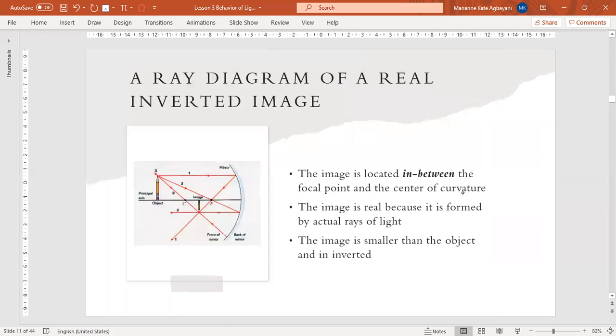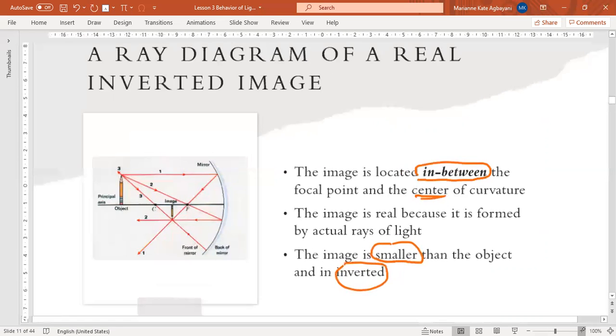Now, for a ray diagram of a real inverted image, the image is located in between, take note, in between the focal point and the center of curvature. The image is real because it is formed by actual rays of light, and it is smaller than the object and inverted. Take note, smaller and inverted. So we have here our illustration. Let's have that one.